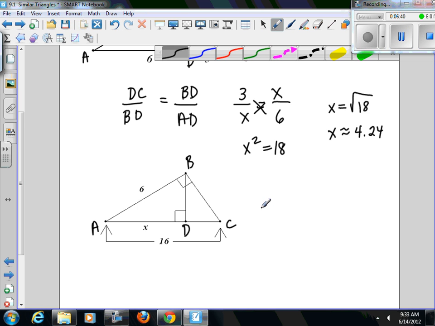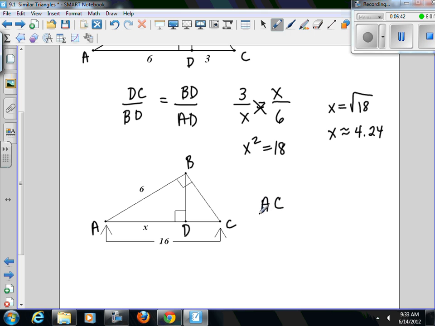And the one that seems to match up is AC over AB equals AB over AD. So let's plug in our numbers. We have 16 over 6 equals 6 over X. So this is how you do it.